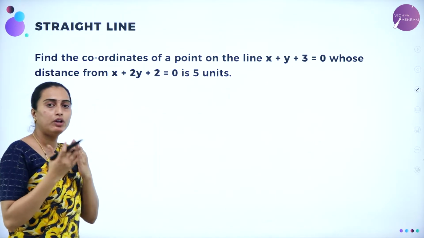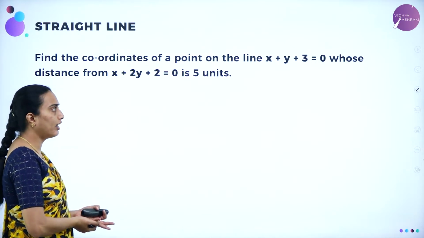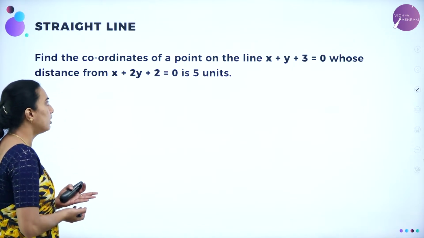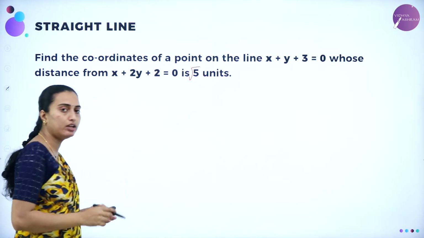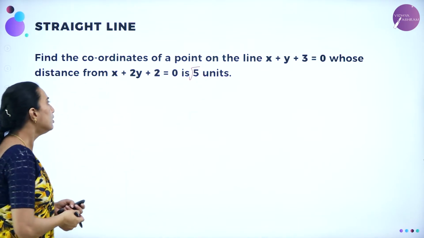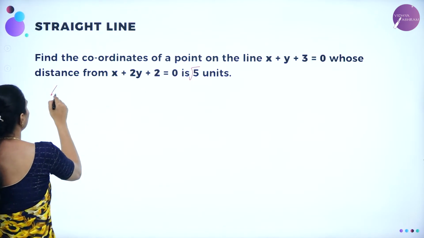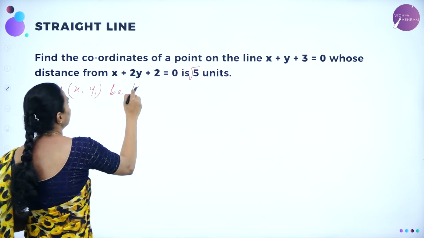Here we'll move on to the next question where they've asked: find the coordinates of a point on the line x plus y plus 3 equal to 0 whose distance from x plus 2y plus 2 equal to 0 is root 5 units. Okay, it is not 5, it is root 5 units. So here, let x1, y1 be the point.